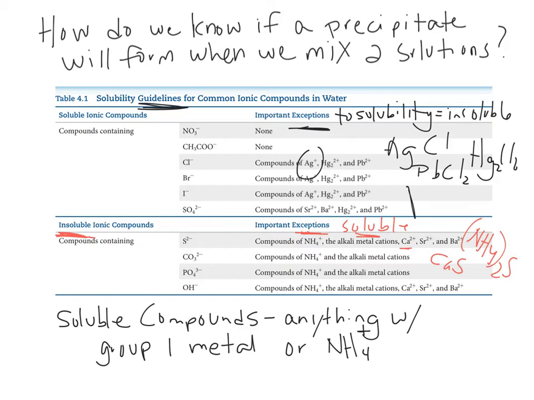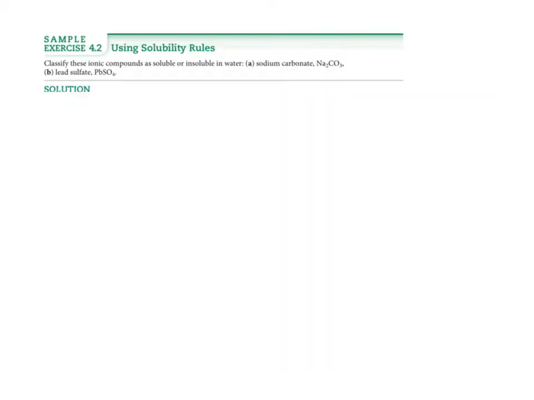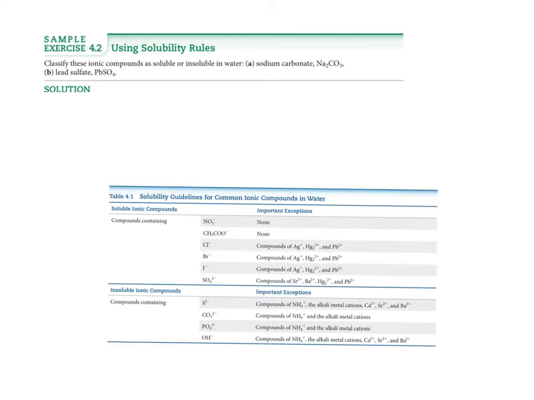We're going to work with this now. So I've put this question on your paper. I want you to classify these two ionic substances as either being soluble or insoluble in water. And we're going to use the table that we have on the previous page. In fact, I'm going to put it here so we can use it. So we're looking now at sodium carbonate.